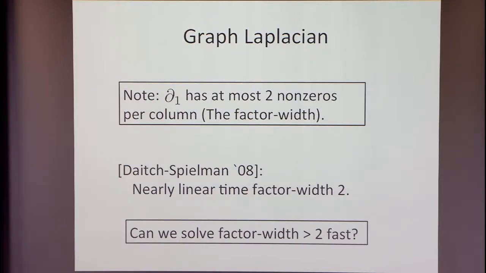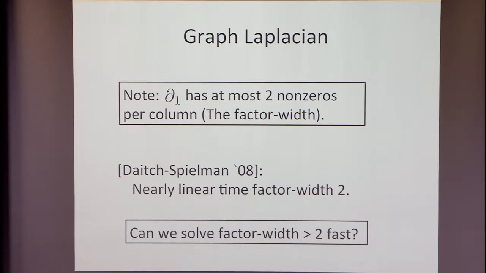Good. So the important thing here is that partial 1 has at most 2 non-zeros per column. So its factor width is called 2. There's a very beautiful paper by Dash and Spielman, I think in 2008, in which they show that you can solve any factor width 2 problem quickly. Okay? That's a very nice result, which I don't think is well known and should be. But anyway, it's a very beautiful piece of work.